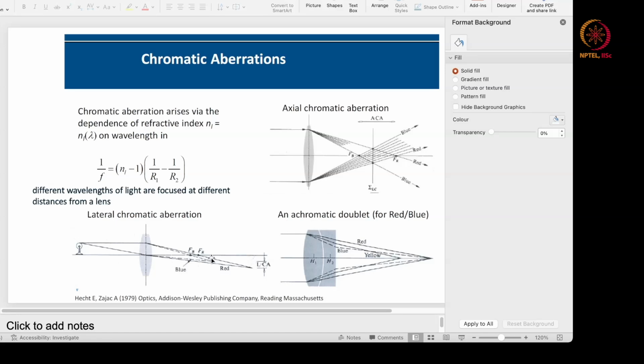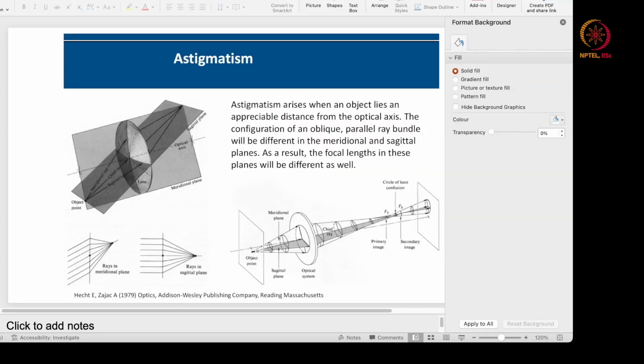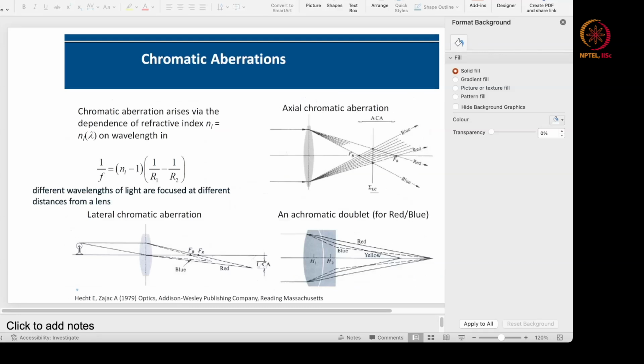So you have both lateral as well as axial chromatic aberration. And remember, in the case of spherical aberration, it had longitudinal and transverse aberration, right? So that is what we are very clear about. All right. So this is the chromatic aberration.